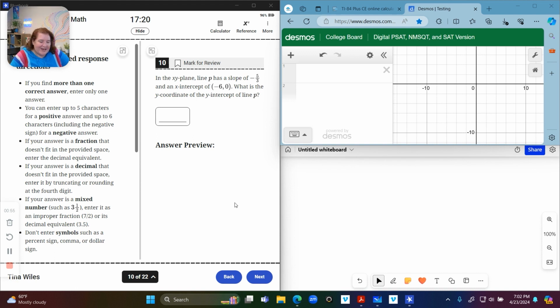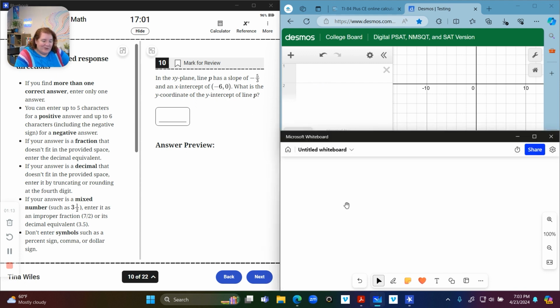Let's go ahead and get started on number 10. In the XY plane, line P has a slope of -5/3 and an x-intercept of -6. What is the y coordinate of the y-intercept of line P? So I can do this algebraically. y equals mx plus b.